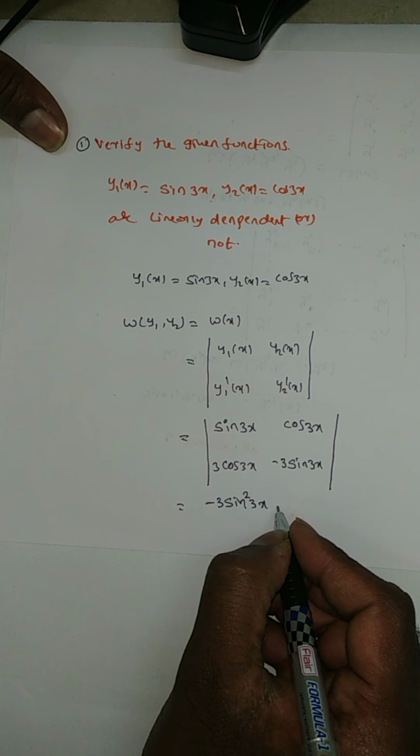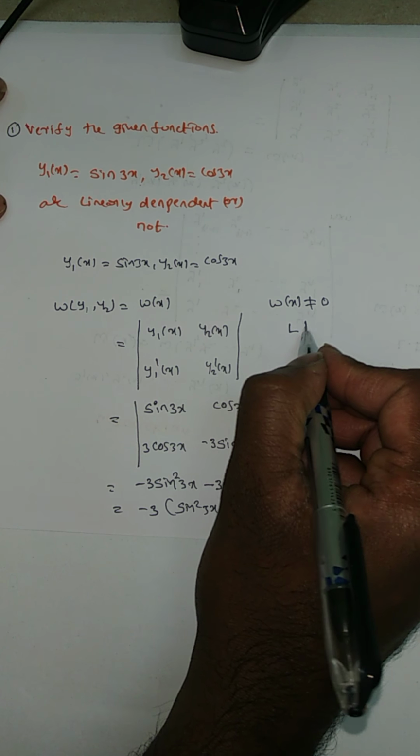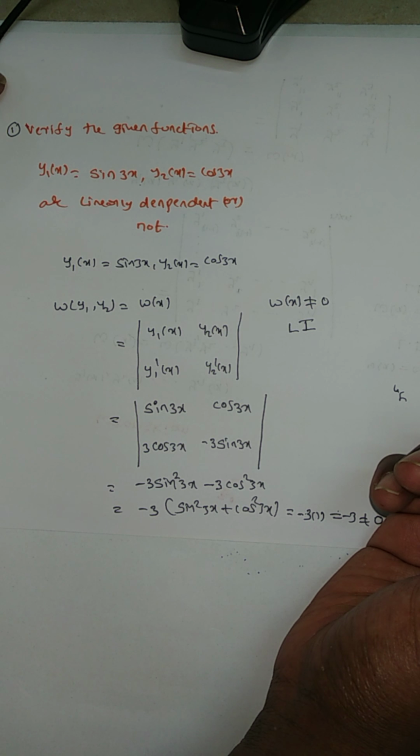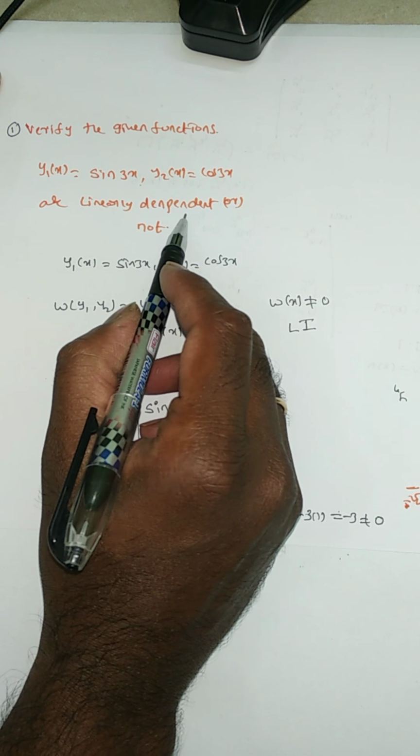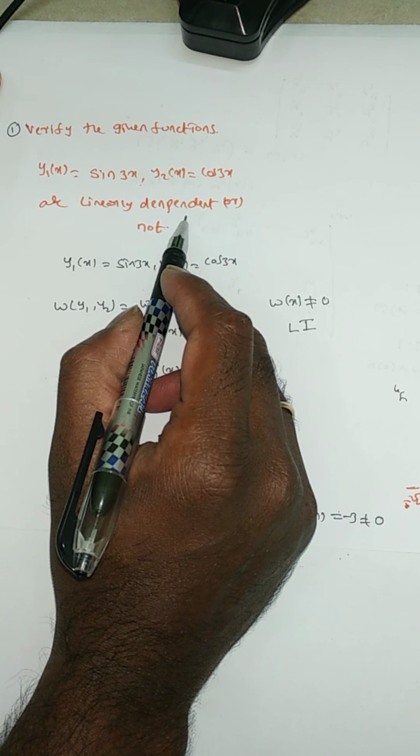not equal to 0. Therefore, the given functions' Wronskian is not equal to 0. Therefore, you can say they are linearly independent. Hence, what can we say, is it linearly dependent? No, linearly independent. Okay, now next problem.